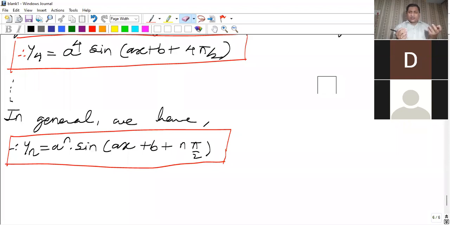Then in 2 minutes you are able to get the formula, or the nth derivative: first derivative, second derivative, third derivative, fourth derivative. See the pattern, observe the pattern, replicate it, and then guess what the general formula is, or what the nth derivative is going to be.